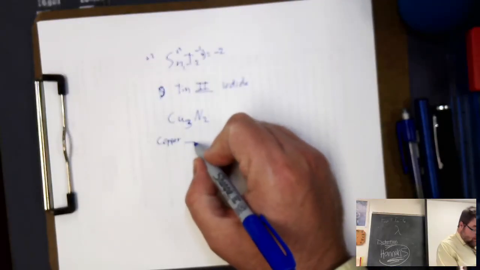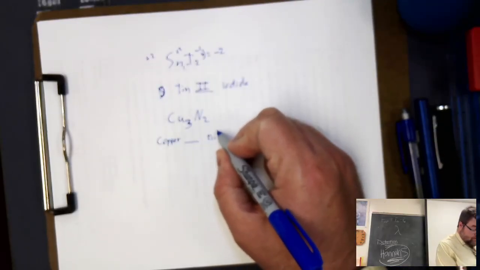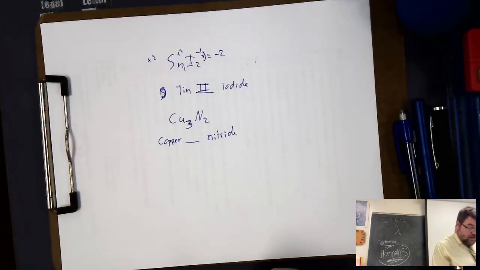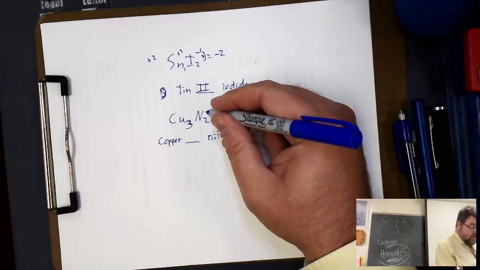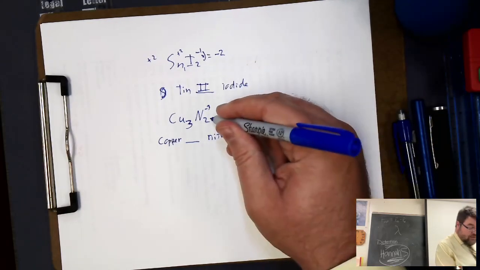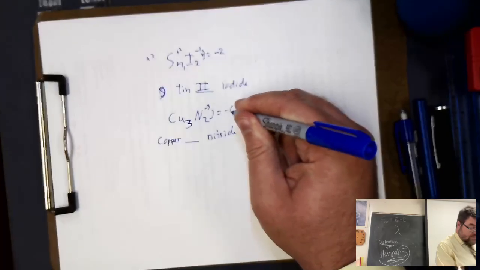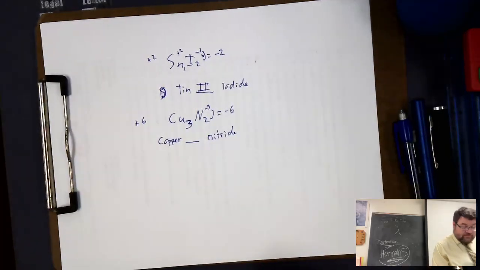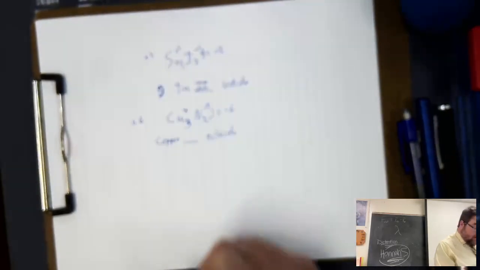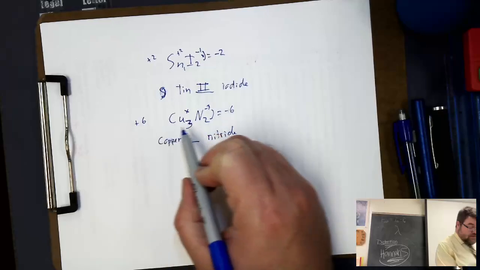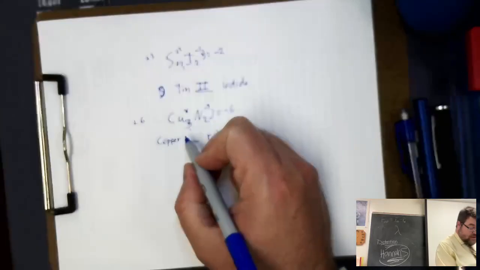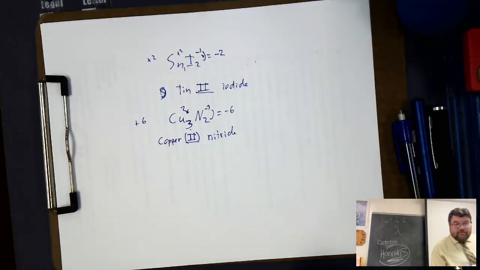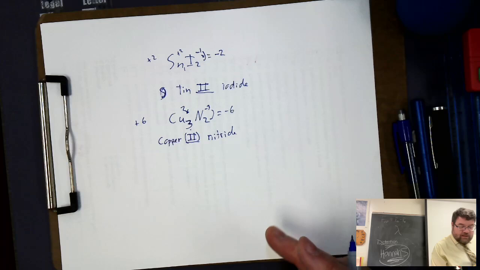N is nitrogen. So we name that nitride. And now I'll go through the same process again. What's my negative side? Well, N is -3. 2 times -3 equals -6. So my positive side has to be +6 to balance it out. I don't know what my charge is, but I have 3 of them. 6 divided by 3 will give me X. So that is 2. So we know that this is copper(II) nitride. Again, shouldn't be too bad.